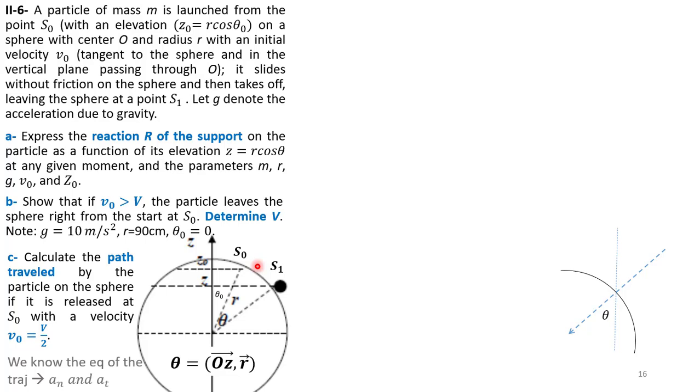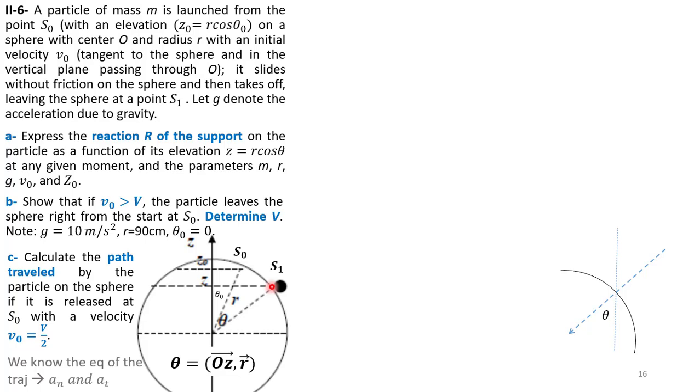V0 is tangent to the sphere and it's in the vertical plane. So here the motion occurs in the vertical plane. It's the plane of the screen. The mass slides without friction on the sphere. So the mass initially was at S0. It slides without any friction until arriving to S1, where it leaves the sphere.